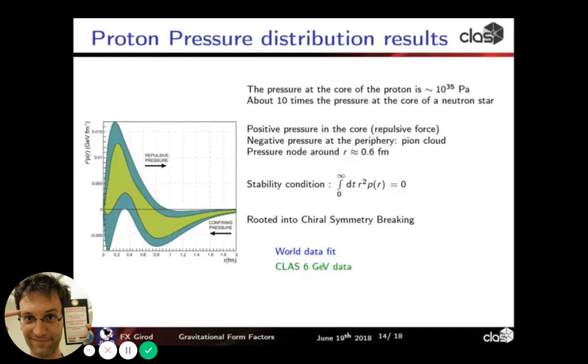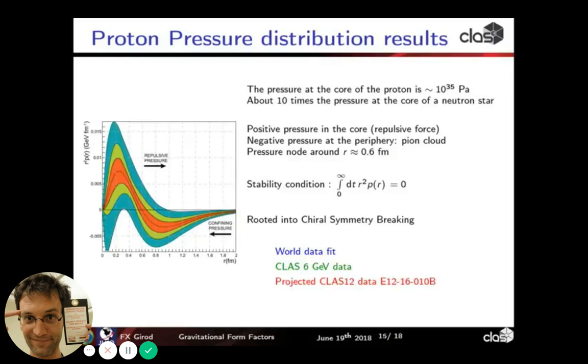If we make the Fourier transform now, we can obtain a distribution of pressure, which is very reminiscent of the plot that I showed earlier from the chiral quark-soliton model calculation, with a positive core and a negative pressure at the periphery that provides a confining pressure. The pressure that we found is extremely high. It's 10 times higher than the core of a neutron star. Let me mention that we have a proposed experiment, E12-16-010B, which will improve the error bars as shown on this plot here.